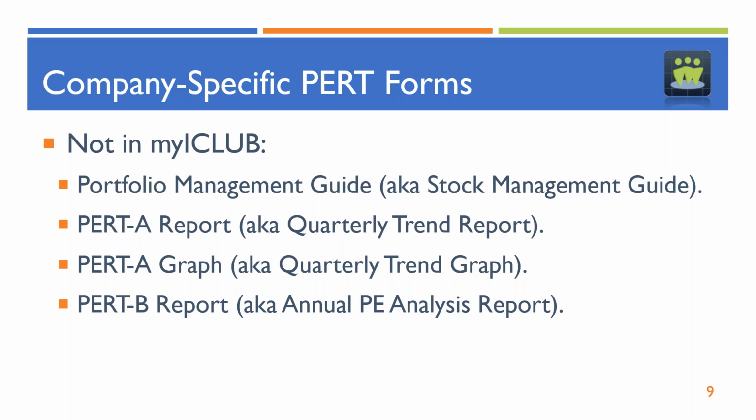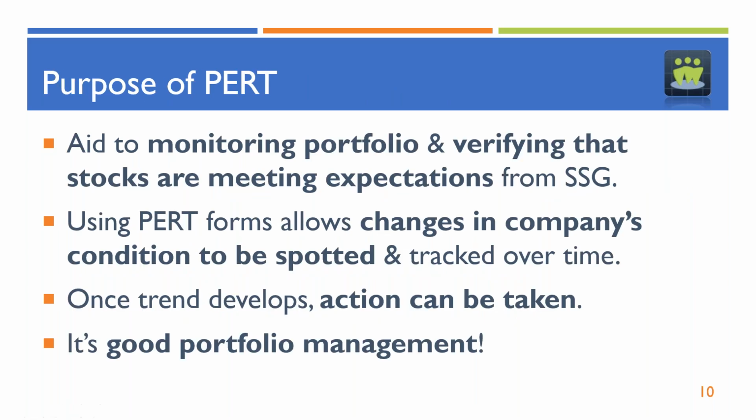Some of the tools in SSG Plus have also migrated away from using some of the PERT nomenclature as well. They do refer to the PERT report, but the PERT A report is the Quarterly Trend Report, for instance. But we're all kind of referring to the same set of tools that are available to you. Now, the purpose of the PERT is to help you to monitor a portfolio and verify that your club stocks are meeting your expectations as they are set on the stock selection guide.